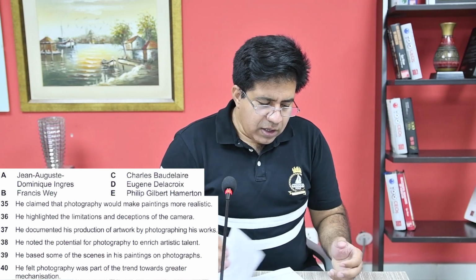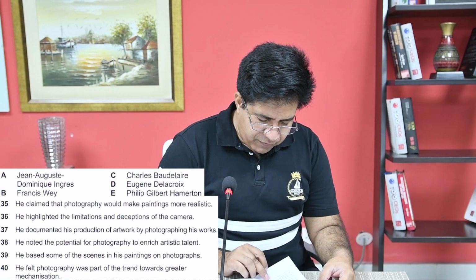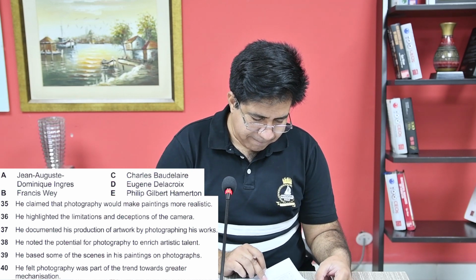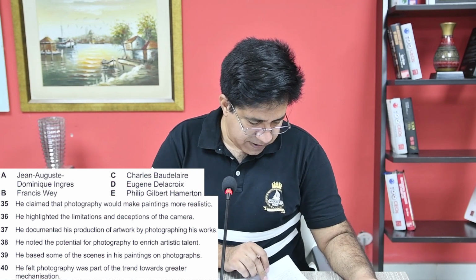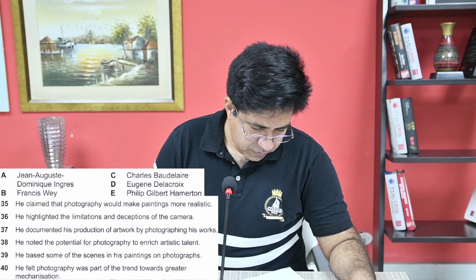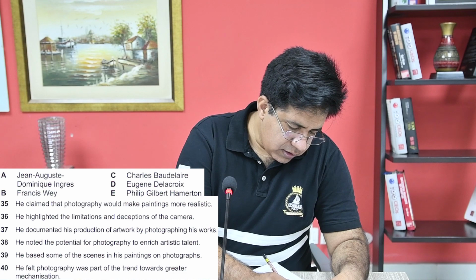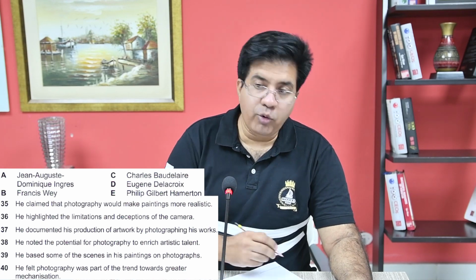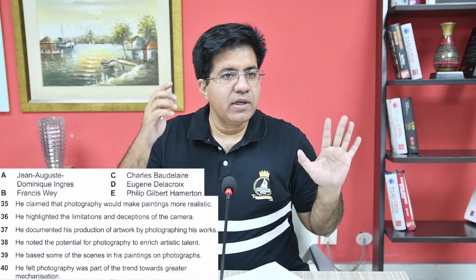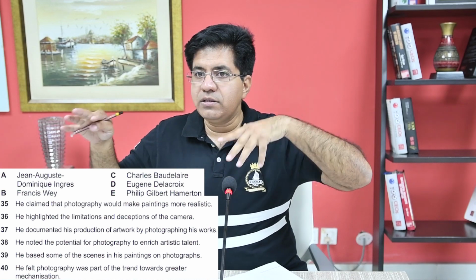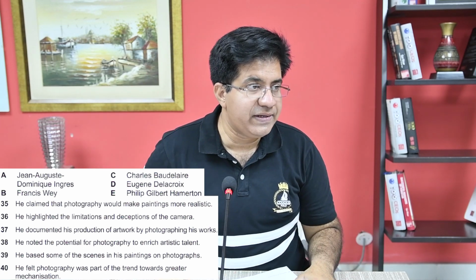Okay. Now, after Eugene, we've got Philip. Found Philip? That is option E. Just write E over there. Done it? Now you've written A, B, C, D, E. This is going to make your work easier, right?